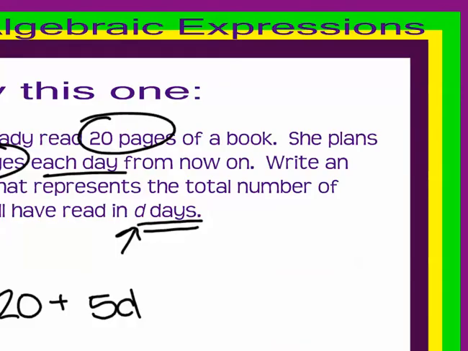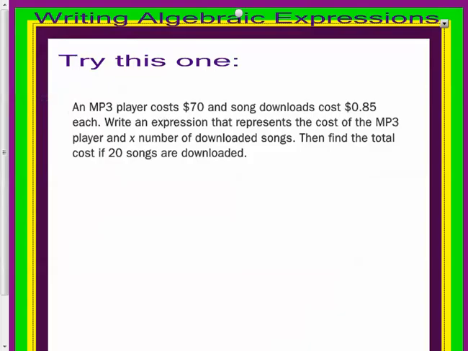Okay, last one. Try this one. An MP3 player costs $70 and songs cost 85 cents. Write an expression that represents the cost using X number of downloads. Okay, so do that first, write your expression, then figure out the cost for 20 songs.